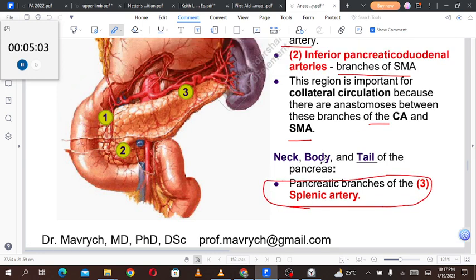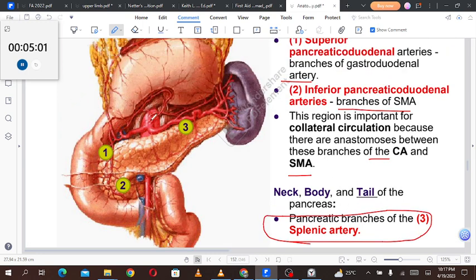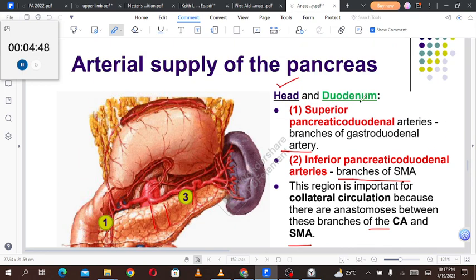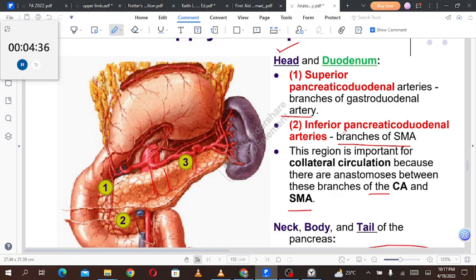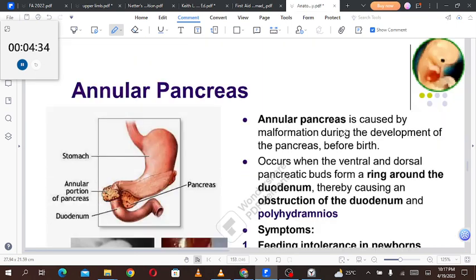So neck, body, and tail are being supplied over here by the pancreatic branches of splenic artery. Here you can see that the pancreatic branches are coming from the splenic artery, which are supplying the neck, body, and tail, while the head of the pancreas is being supplied by the superior pancreatic or duodenal artery and inferior pancreatic or duodenal artery. This one is coming from the gastroduodenal artery, which is a branch of celiac artery, and the inferior pancreatic or duodenal artery is coming from a superior mesenteric artery.